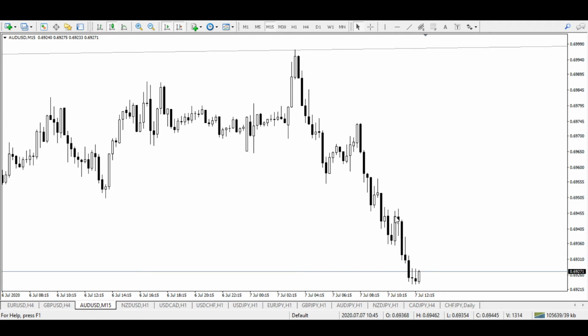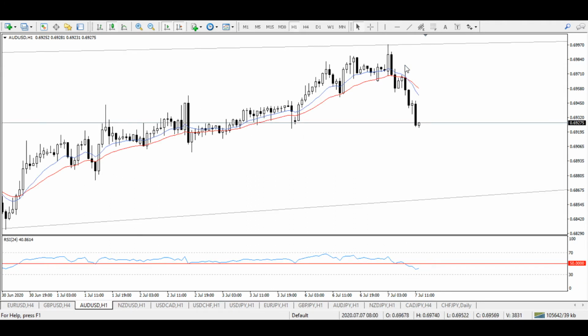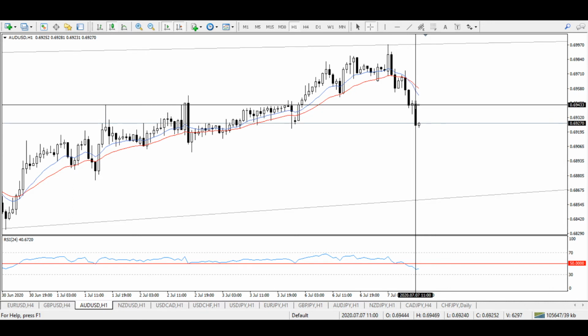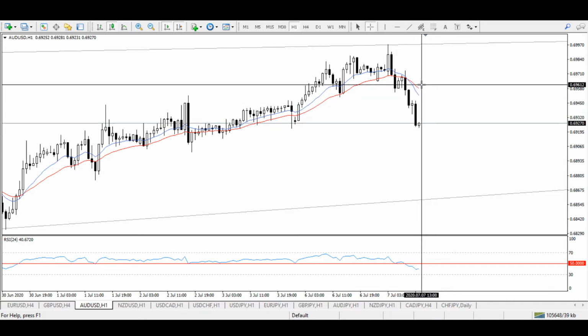I do not consider the 15-minute or half-an-hour time frames. I rarely use them. So I look at the 1-hour time frame, and this was a significant candle, because this was made right at the first hour of the London session, and market couldn't continue to the upside.